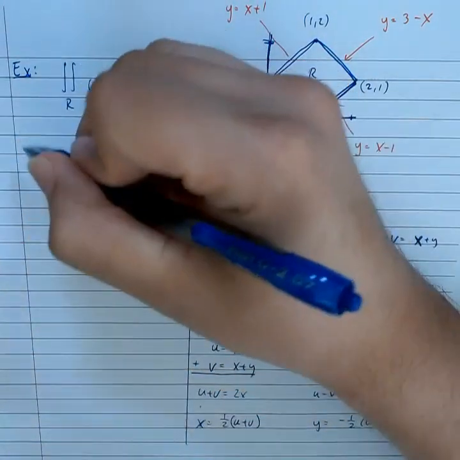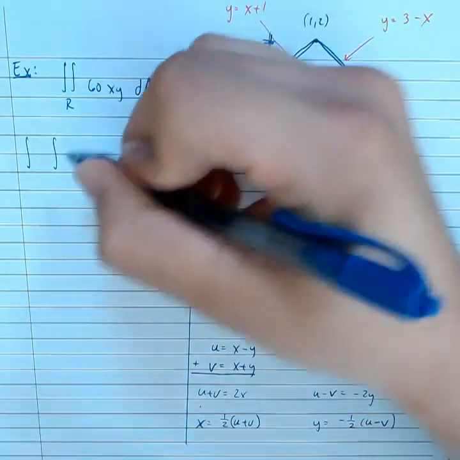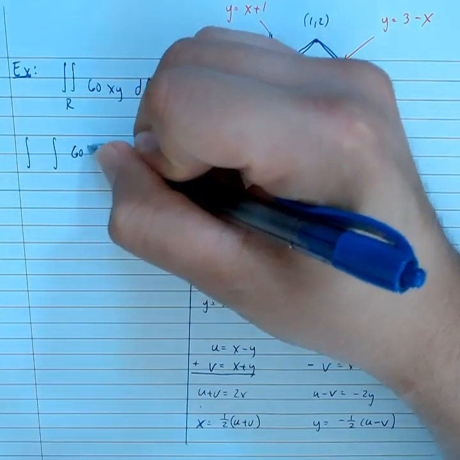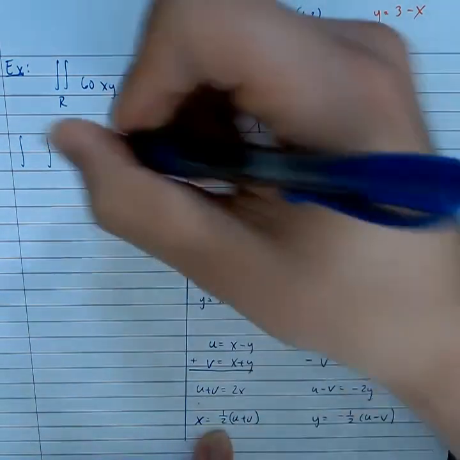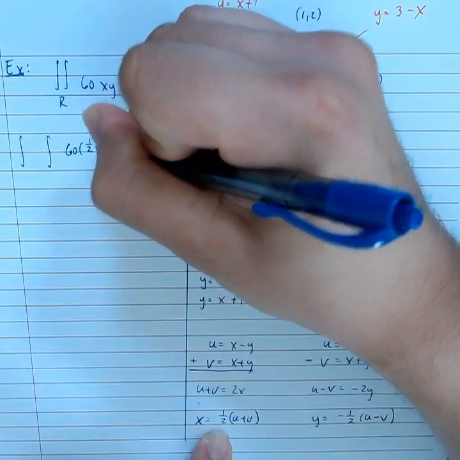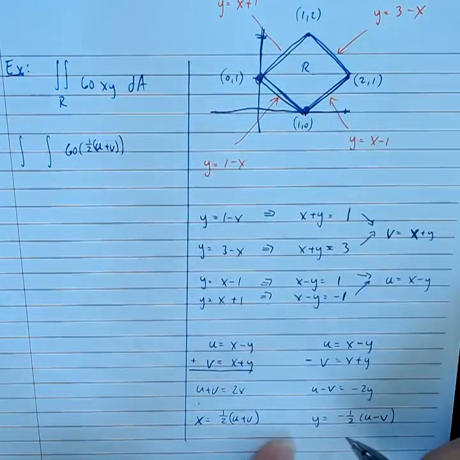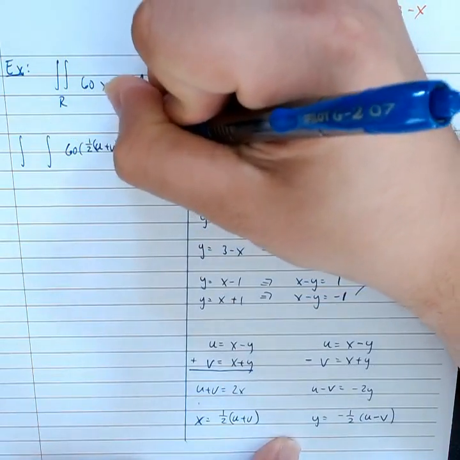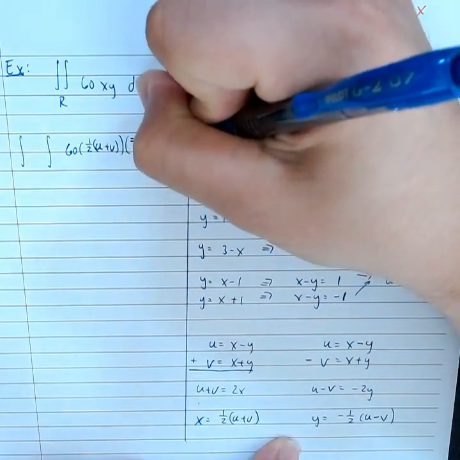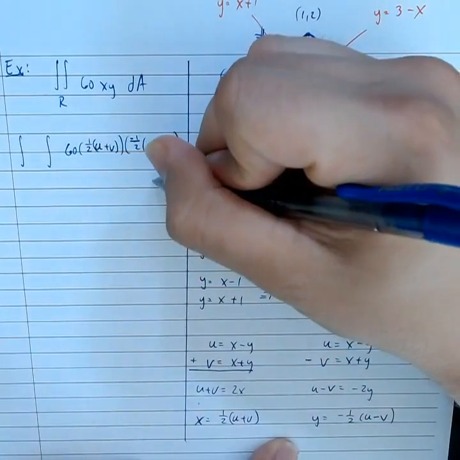I want to write this in terms of u and v. Okay, so 60 is going to remain 60 because it's a constant. But x is no longer x. X is 1/2 u plus v. And y is no longer y. Y is now negative 1/2 u minus v. Like that. dA is now written as du dv.